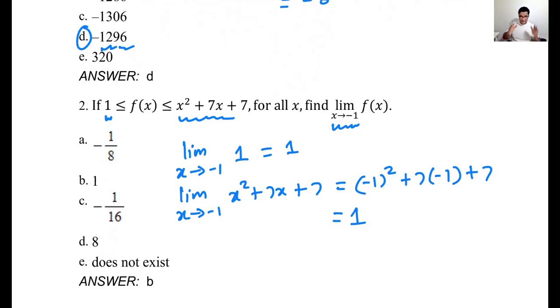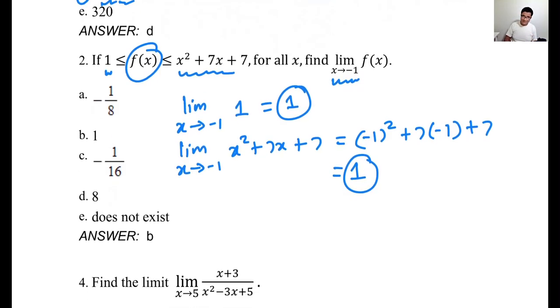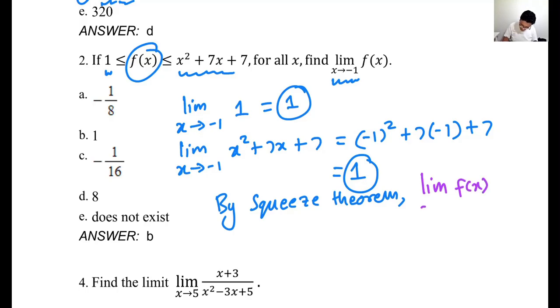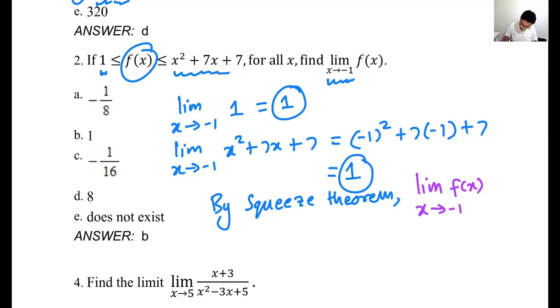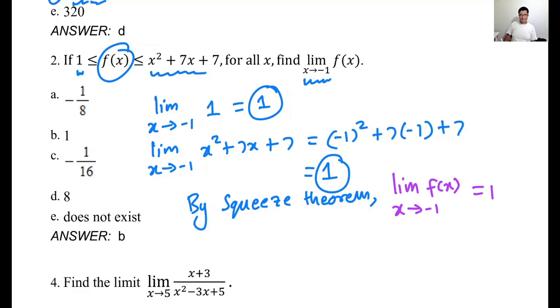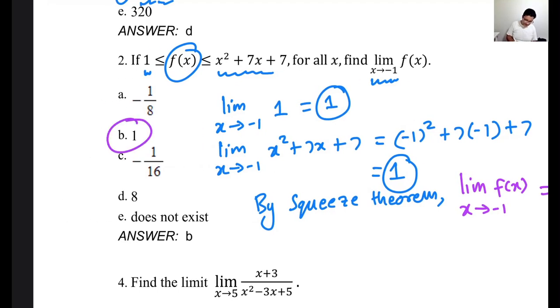So if the bounding functions on both sides go to the same limit 1, then the function which has been squeezed should have the same limit, right? We're using the squeeze theorem here. So I will say, by squeeze theorem, the limit of the function f of x as x approaches negative 1 is equal to 1. That's the answer.